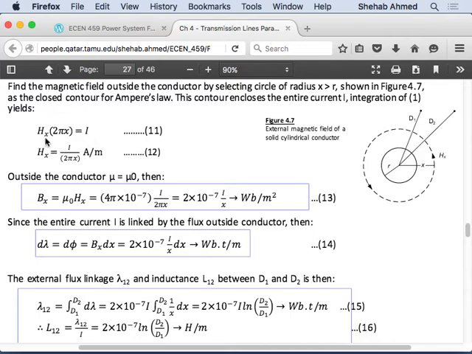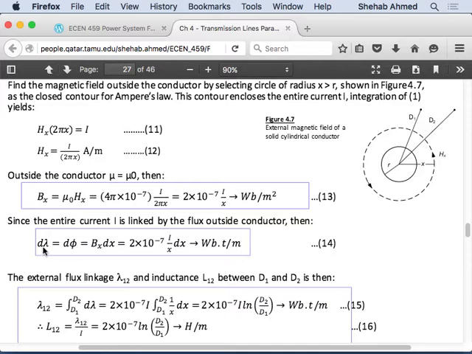And H of x is the magnetic field strength of interest, and the 2 pi x is now, x is greater than r. So we automatically know here that since we're outside the conductor, we're linking the one conductor term. So d phi and d lambda are the same. I do the same process that I did before. From H, I find B by multiplying by mu naught. I find the relationship between d phi, which I can calculate from the flux density, and then the relation between that and d lambda.